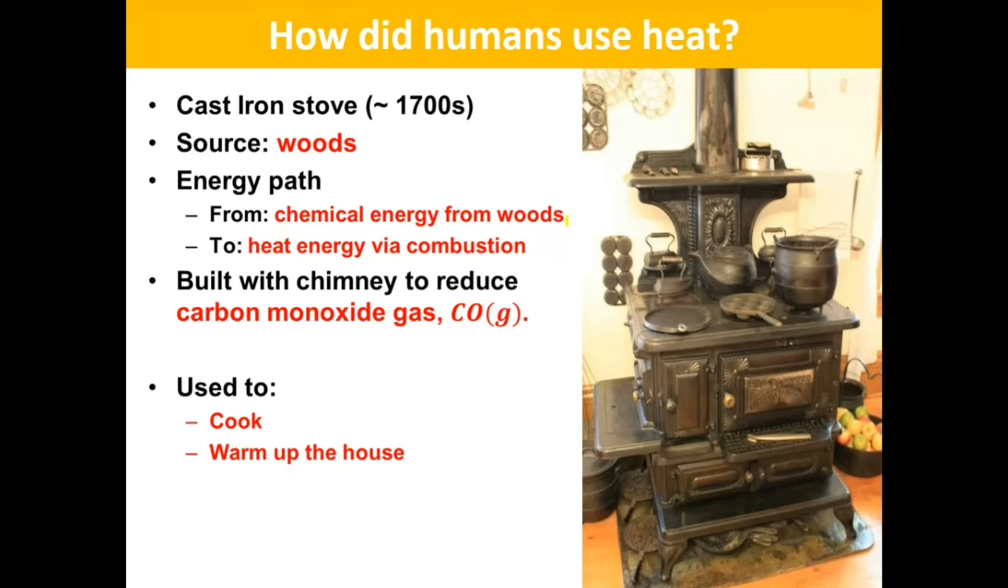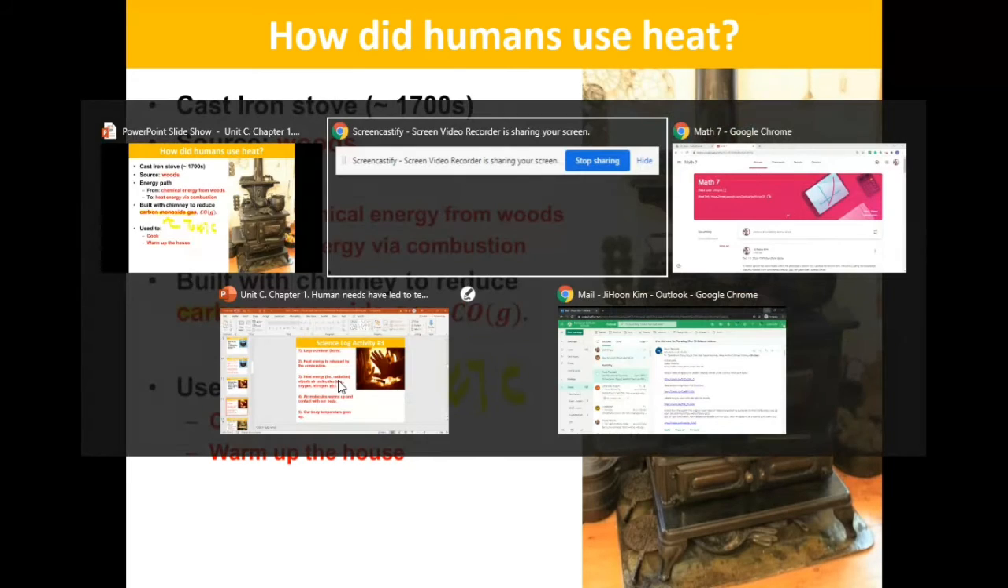But chemical energy from the woods, heat energy via combustion, but with chimneys invented, please write down and highlight carbon monoxide gas, which is very toxic to humans. And it was used to cook and warm up the houses.